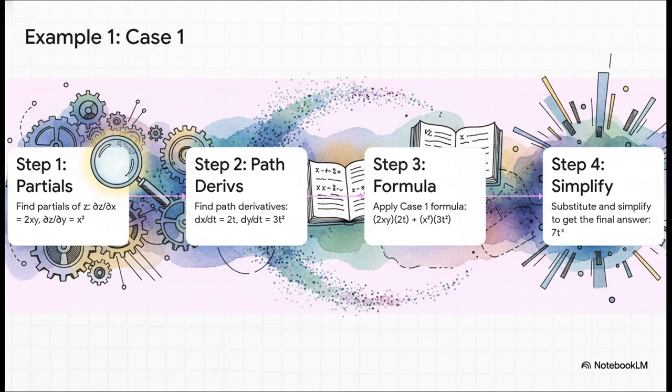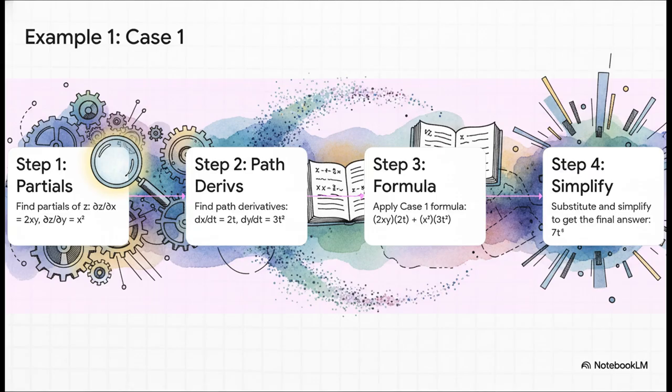All right, let's walk through this first one together. We've got z equals x squared y, where x is t squared and y is t cubed. The goal is dz/dt. Step 1, find the partials of z. The partial with respect to x is 2xy, and with respect to y is x squared. Easy enough. Step 2, find the derivatives along our paths. The derivative of x with respect to t is 2t, and for y it's 3t squared.